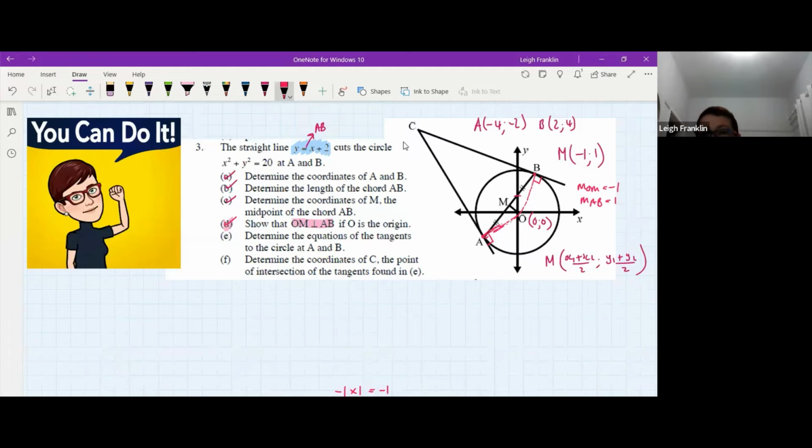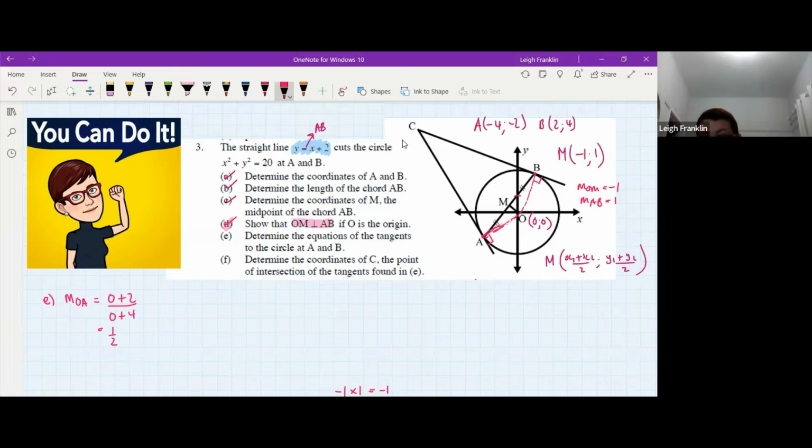Is it possible for us to work out the gradient of OA now? It is, because we've got the coordinates at O and we've got the coordinates at A. So we can now work out the gradient of OA. The gradient of OA would be change in y, so 0 minus -2, which is 0 plus 2, over change in x, which is 0 plus 4. And that means that OA has a gradient of 1 over 2, which makes sense because the line slopes up to the right.